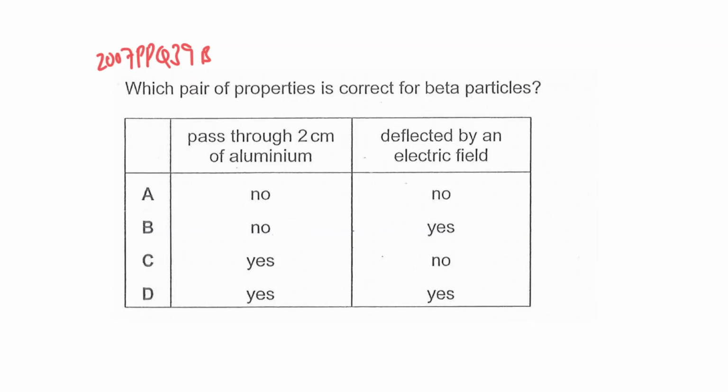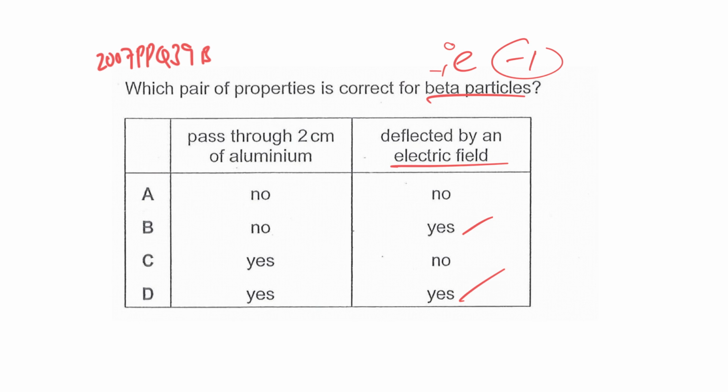Alright. Next question. Which pair of properties is correct for beta particles? Just remember, beta is actually electrons, with -1 negative charge. So first of all, will it be deflected by an electric field? The answer is yes. As long as it's charged, it will be deflected.